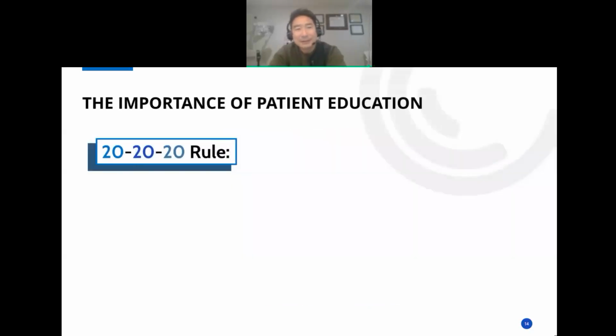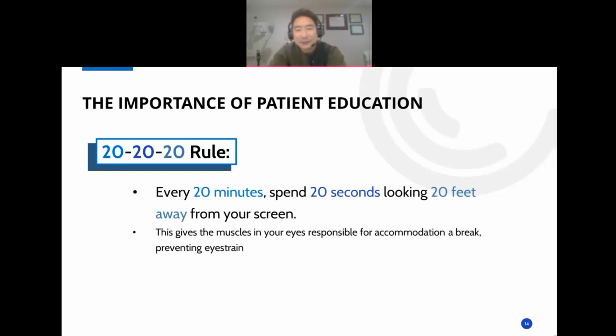The other thing we educate our patients on is the 20-20-20 rule. You all know it, but a lot of our patients don't. So when you're in clinic, make sure you promote this. For every 20 minutes, spend 20 seconds looking at something 20 feet away from your screen. That gives the muscles in your eyes a chance to relax and prevents eye strain. There's no study that shows it will slow progression, but I think it's a good idea to break up close-up work. But I'm pretty sure there might be some papers coming out soon showing that continuous near work may cause myopia.